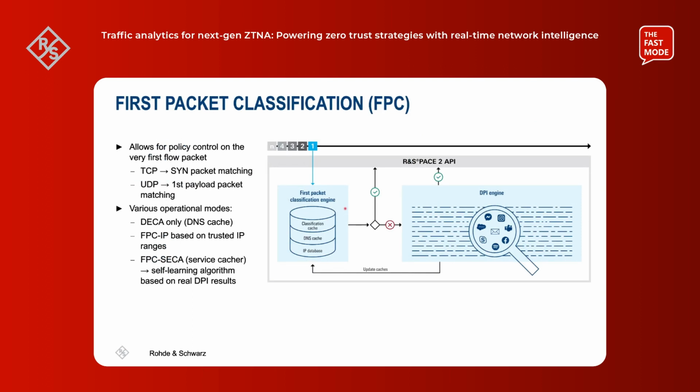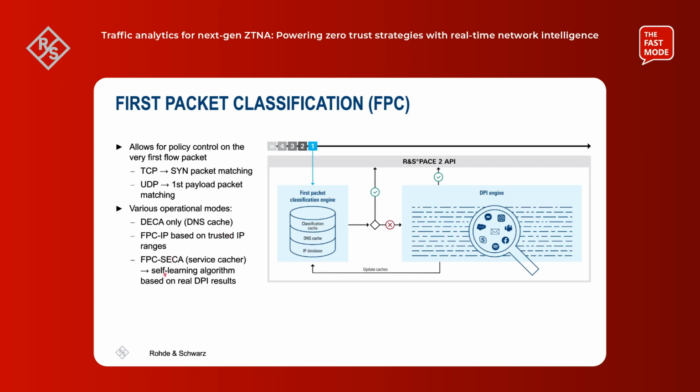As mentioned before, we support FPC, First Packet Classification, which is imperative for ZTNA use cases. The challenge here is for policy decision in making the initial verdict with the very first flow packet. In case of TCP connections, the first packet is an empty SYN packet. Therefore, our engine supports detection based on DNS cache or trusted IP ranges.